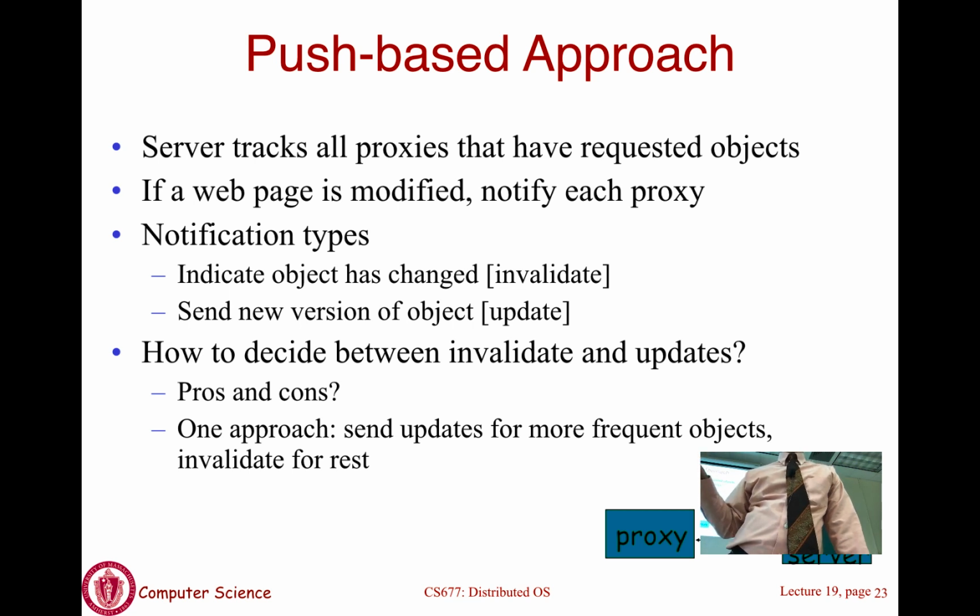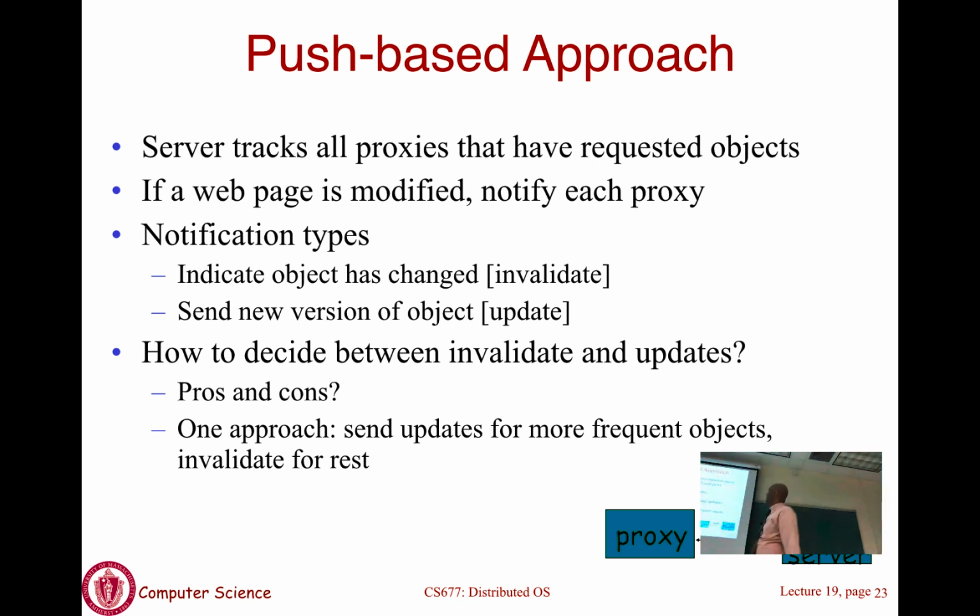So, now if a web page changes, because maybe somebody updated the content, the server already knows which proxies have cached that specific web page. In that case, you can push either an update or an invalidate to the proxy, saying this web page has changed. Invalidate simply tells the proxy the web page has changed, discard the version you have in the cache. Update actually sends the new version of the page, so that is an implicit notification as well as the new content being sent out.